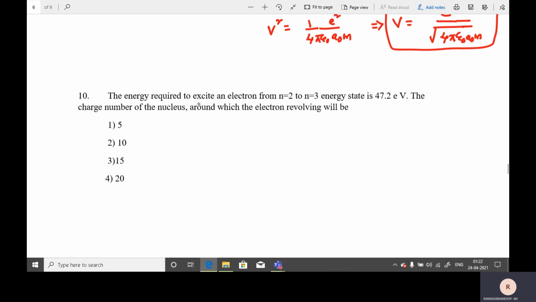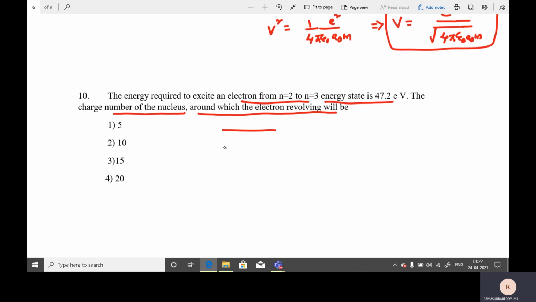The energy required to excite an electron from n is equal to 2 to n is equal to 3 energy state is 47.2 electron volts. Then what is the charge number of the nucleus around which the electron is revolving?